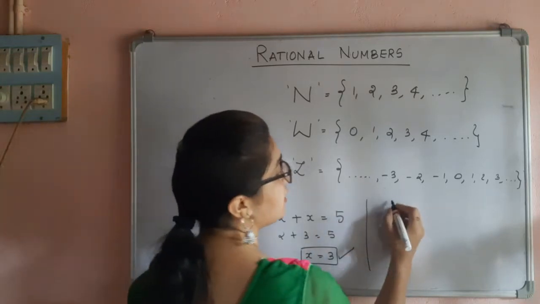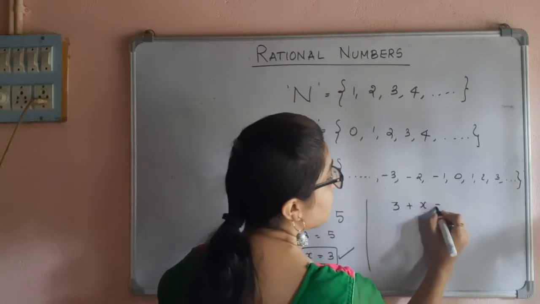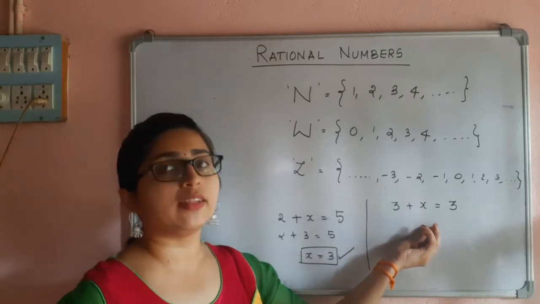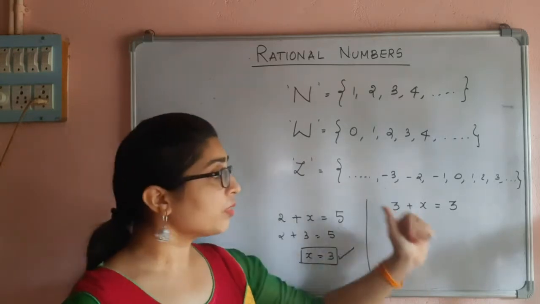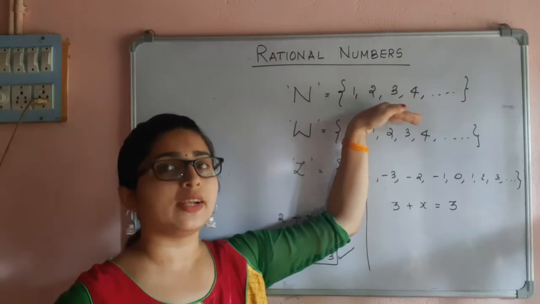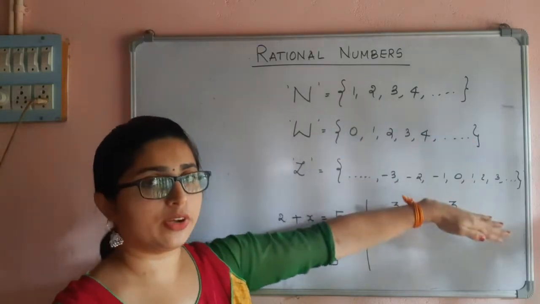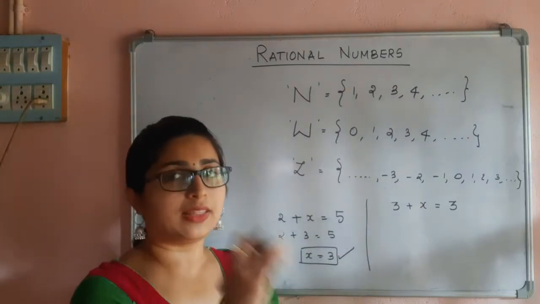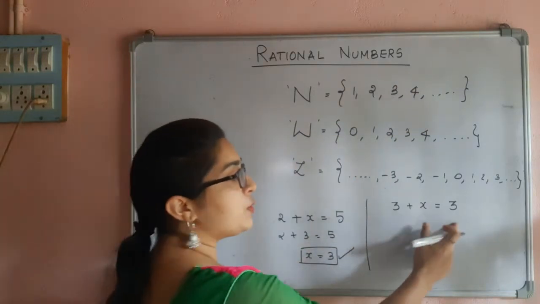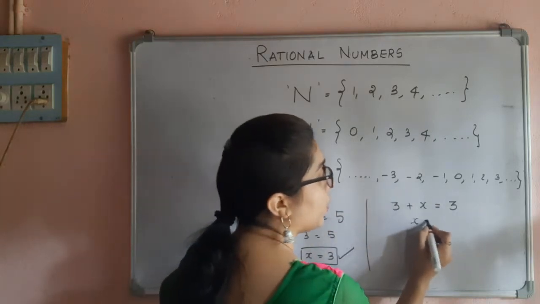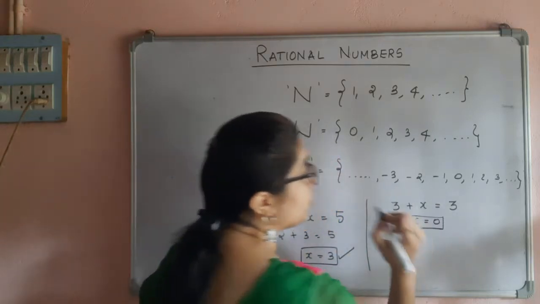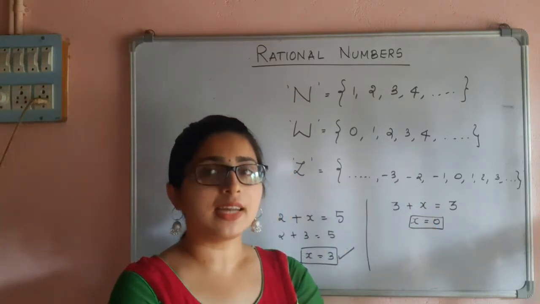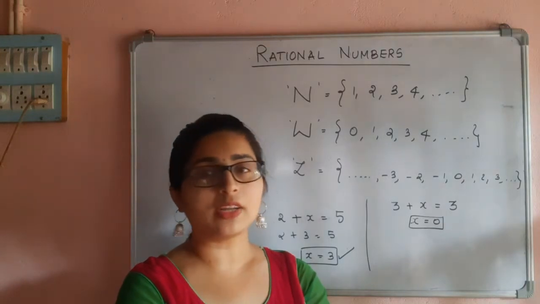But if I consider 3 plus x is equal to 3, this is one equation. Now I have to find the value of x. If I consider only the set of natural numbers, not whole numbers or integers, will it satisfy this equation? That is the question now. To satisfy this, x should be equal to 0, right? x is equal to 0. And here, if x is equal to 0, is it a natural number? No, it is not a natural number.